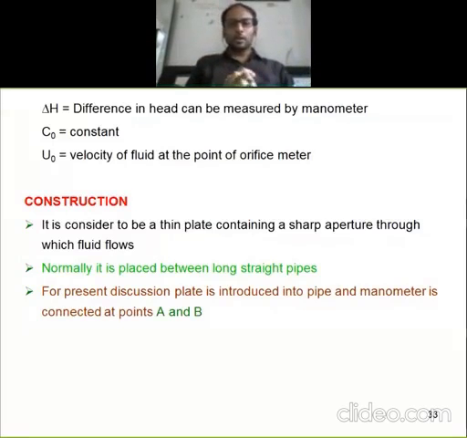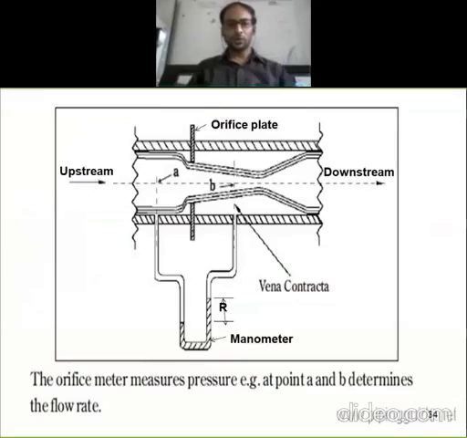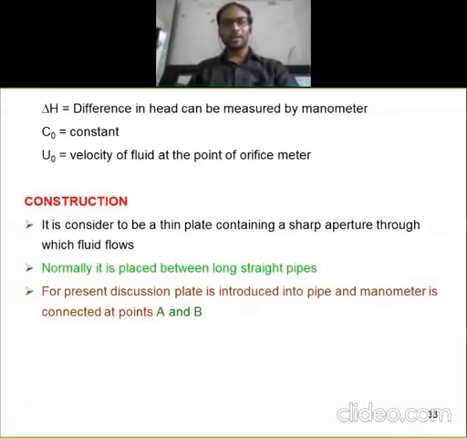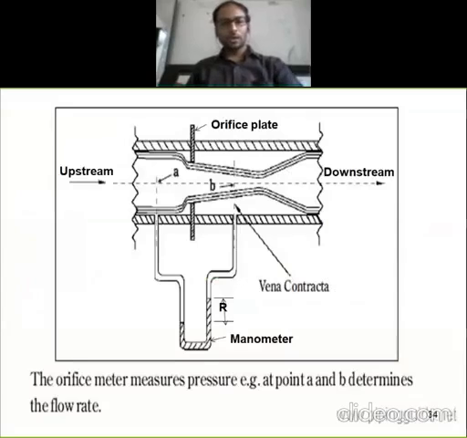So see here, the construction of that. It is considered as what? A thin plate containing a sharp aperture through which fluid can flow. Normally it is placed in between two long straight pipes. Okay, so for the present discussion, the plate is introduced into the pipe and the manometer is connected at point A, and we have gone through these constructions. See, this is the construction of your orifice meter. The thin plate is there. Okay, then the sharp aperture through which fluid can flow.